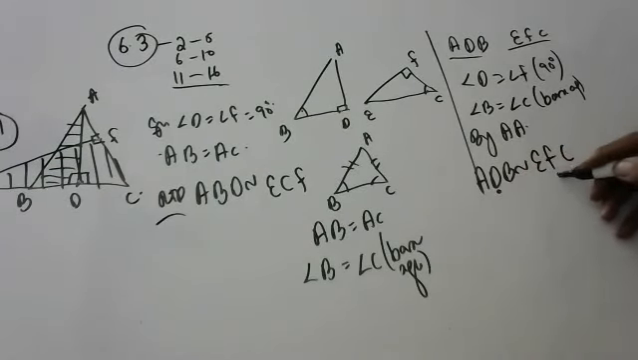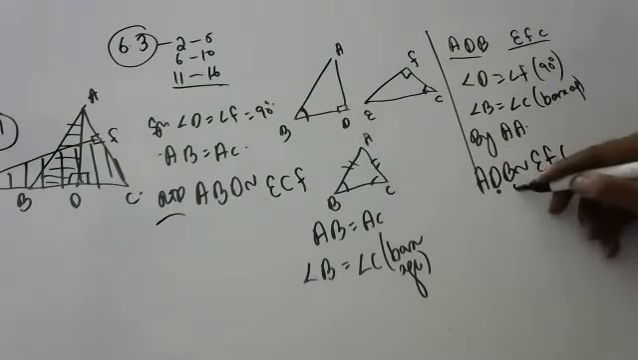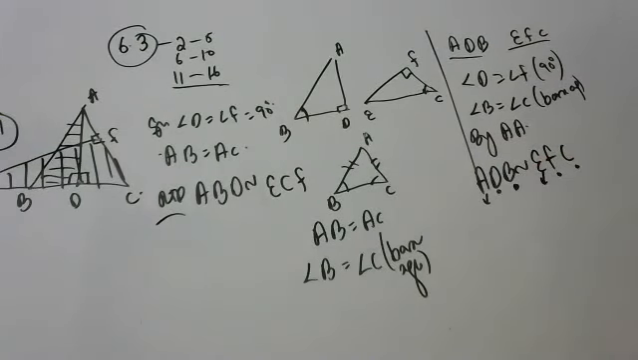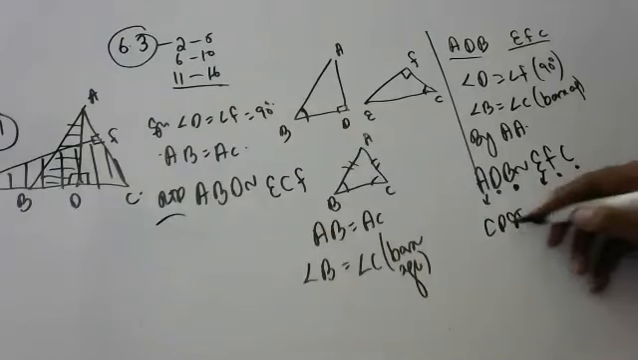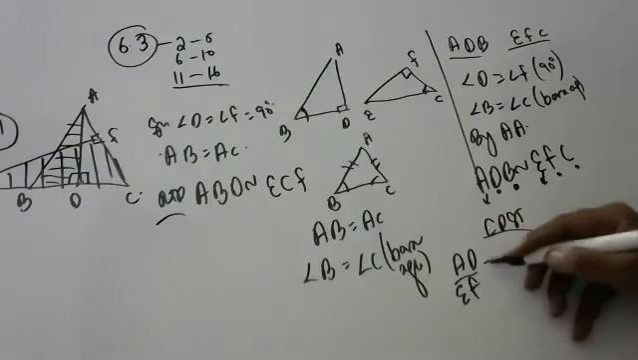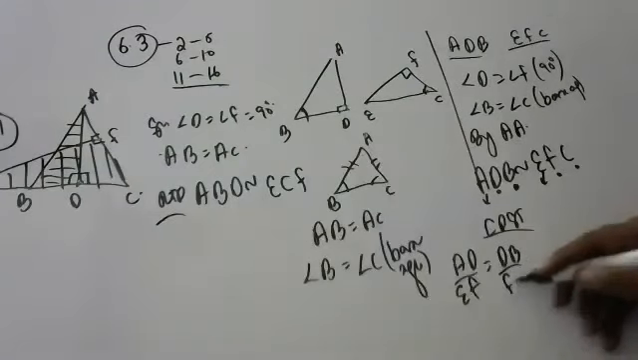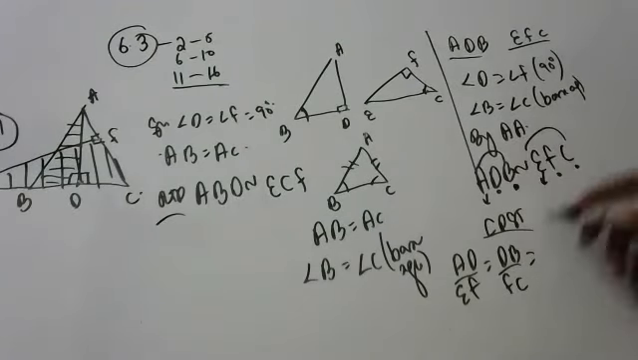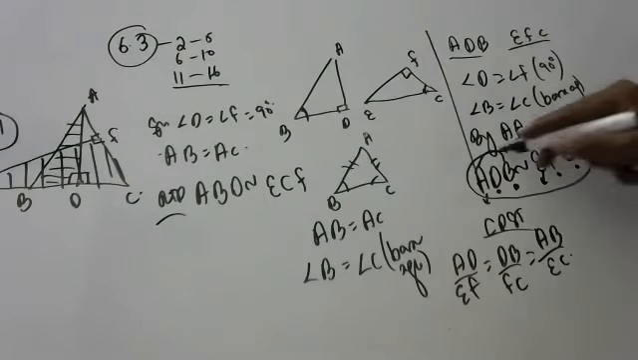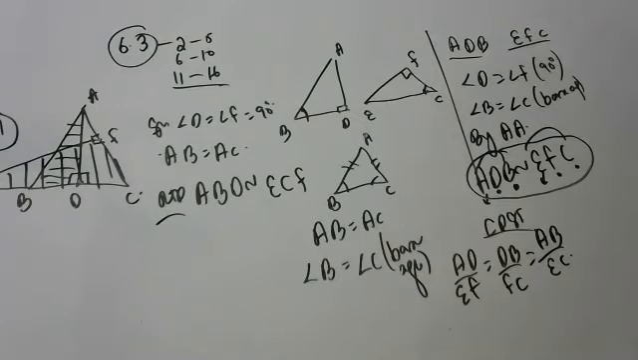Let me check, children. D is equal to F, B is equal to C. The placing is correct there. Now, can anyone help me with CPST? AD by EF is equal to BD by FC is equal to AB by EC. Very good, children. I hope you all understood. So like this you have to choose. If you write the naming correctly, then writing CPST is very easy, children.